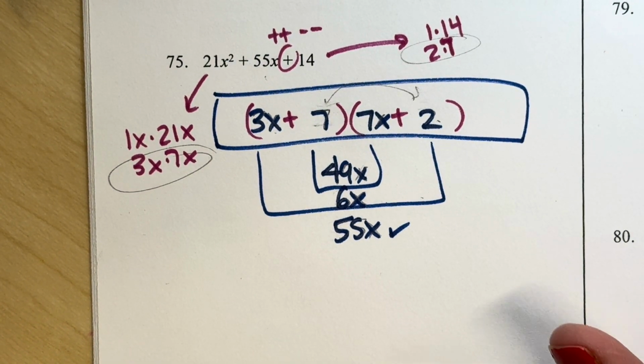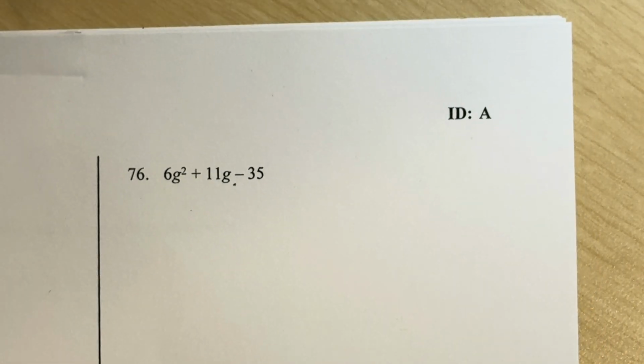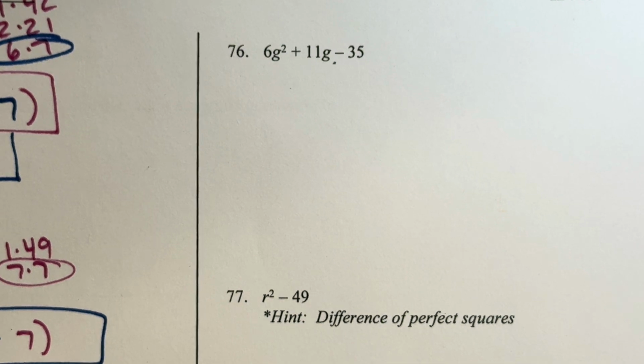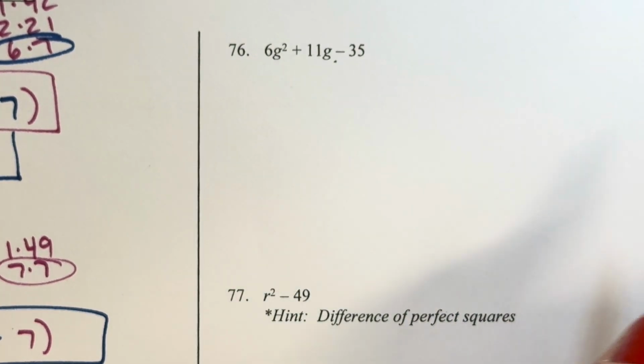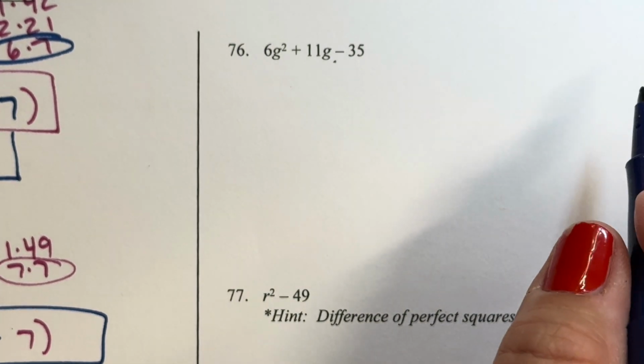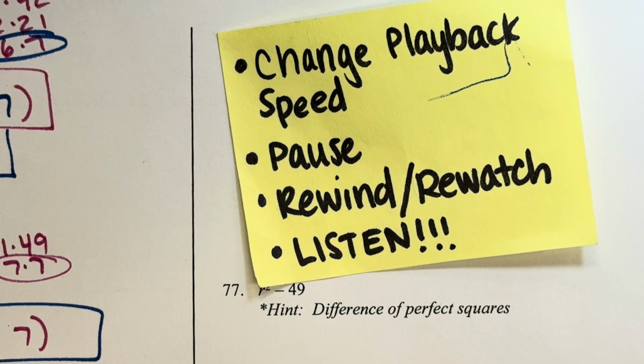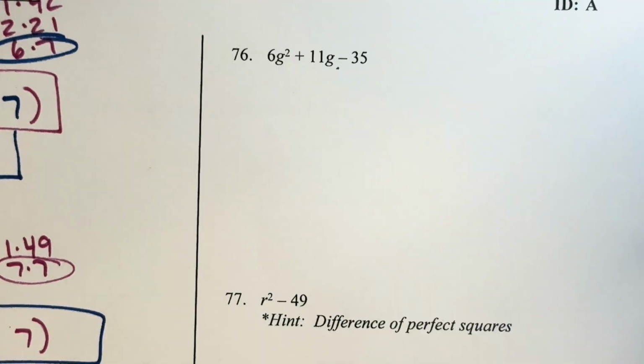All right, same thing. Is there a greatest common factor? No, because 11 is a prime number. So try this one without me. Hit pause, rewind, do what you need to do.